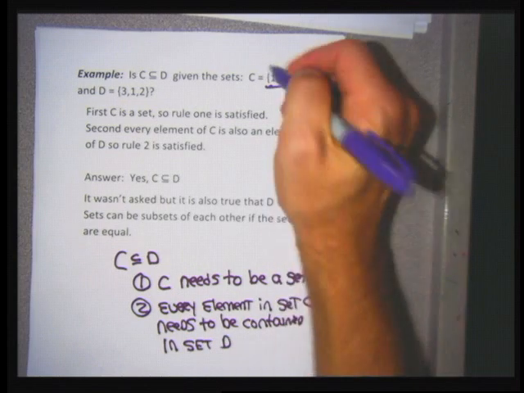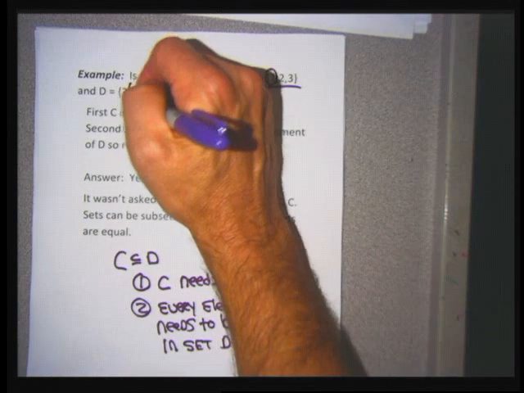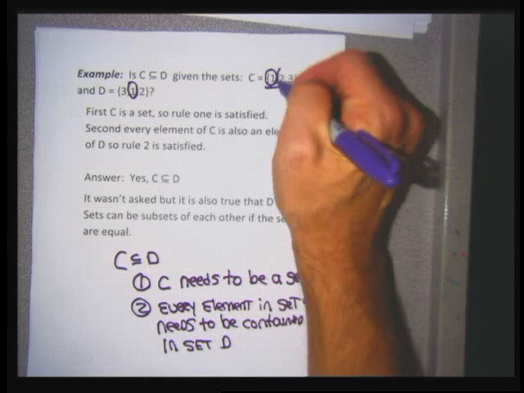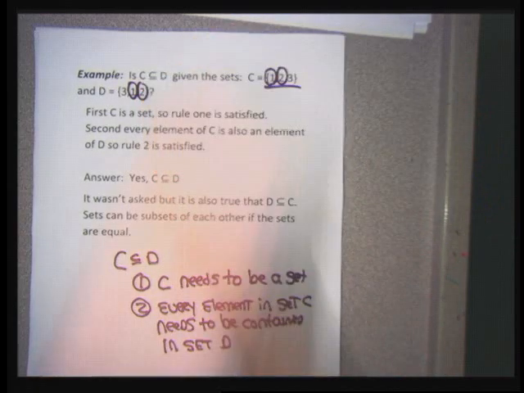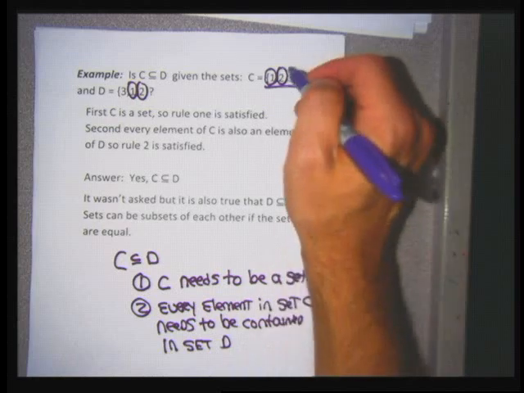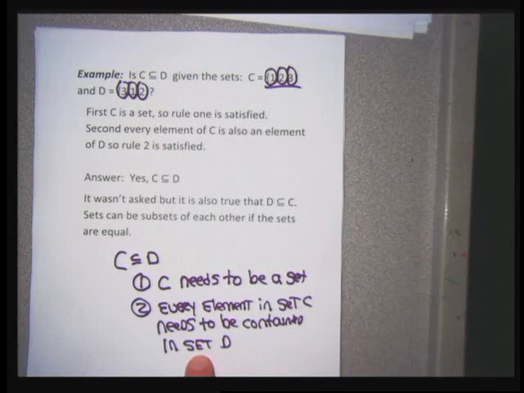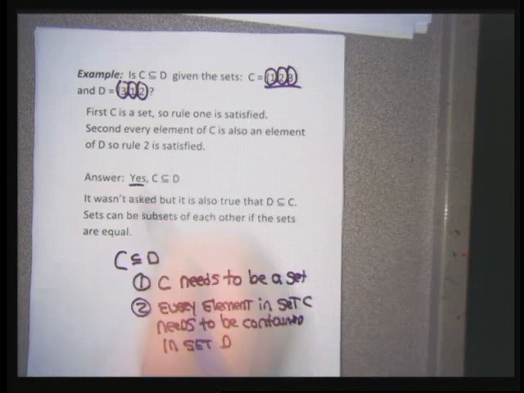So first element of C is 1. I go to set D, I find a 1, so that's good. Second element of set C is a 2. I need to find a 2 in set D, and it is, so that's okay. The third element of set C is 3. I find a 3 in set D, so every element in set C is contained in set D, so both rules are satisfied, so I can say yes.